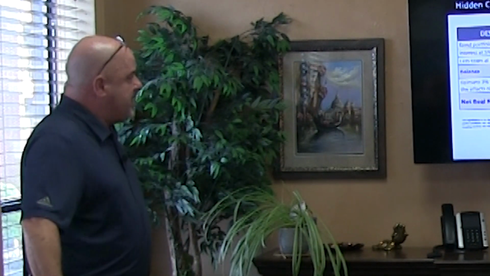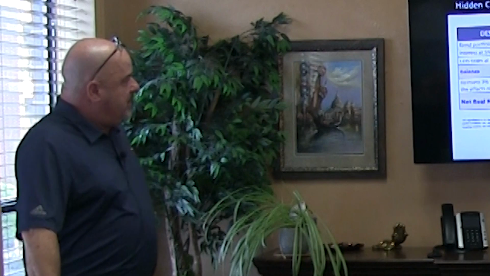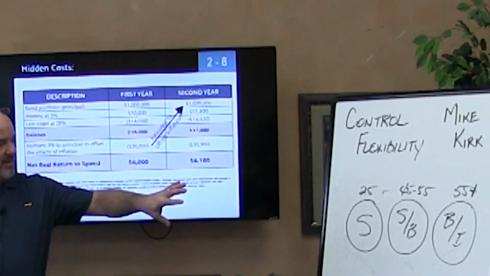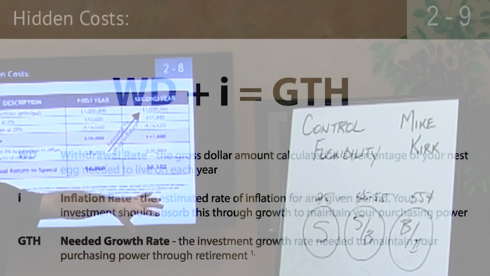Now, if you can live on $6,000 for every million that you have, I'm not even sure why you're taking this class. Most people are not in that boat. So you see here, this is not necessarily going to work.